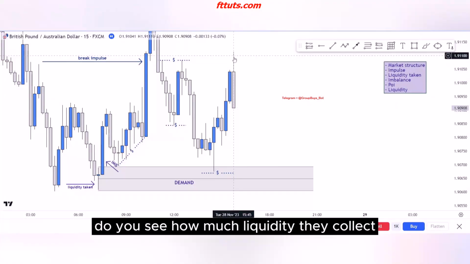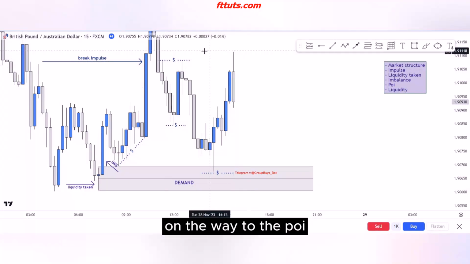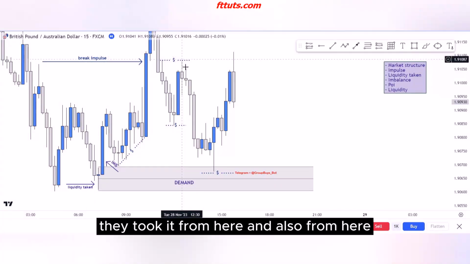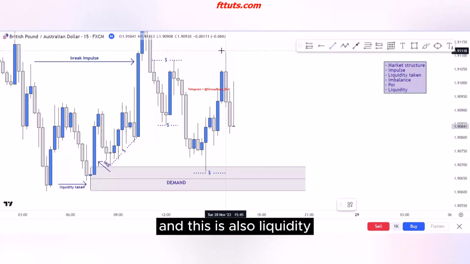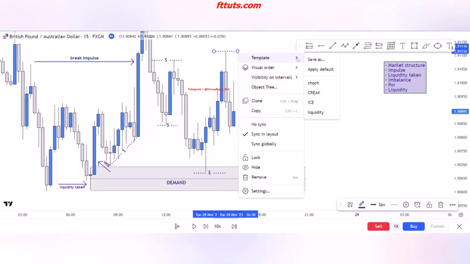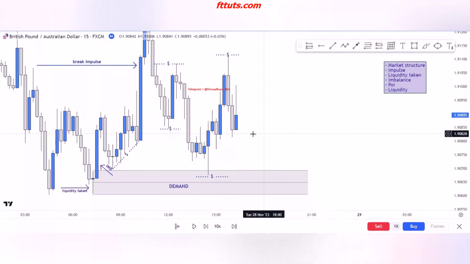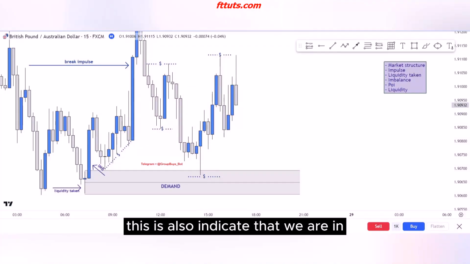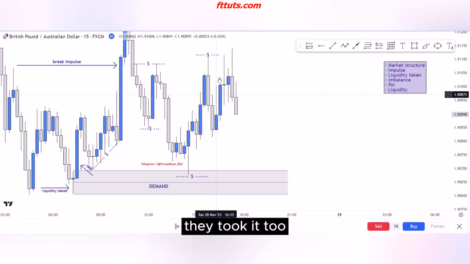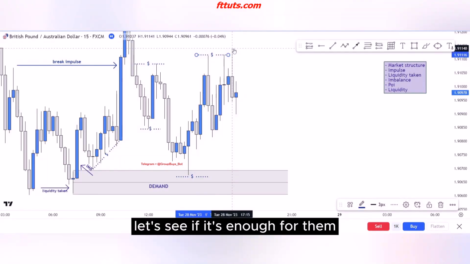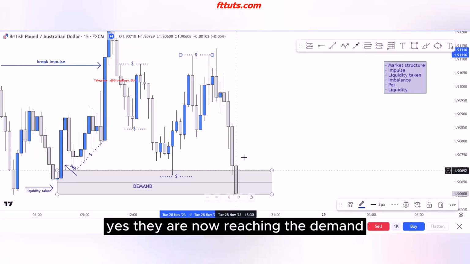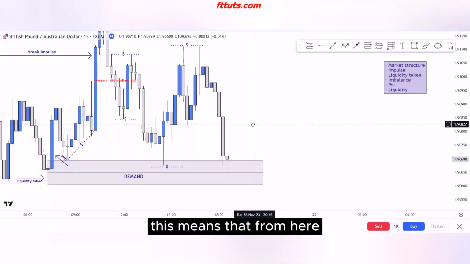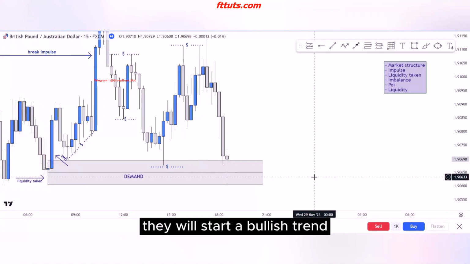Do you see how much liquidity they collect on the way to the POI? They took it from here and also from here. And this is also liquidity. This also indicates that we are in the right direction. They took it too. Let's see if it's enough for them. Yes. They are now reaching the demand. This means that from here they will start a bullish trend.